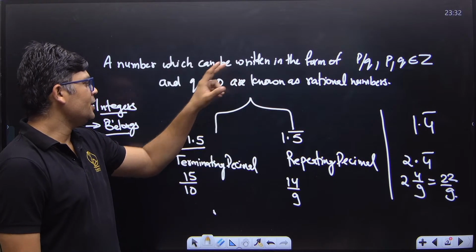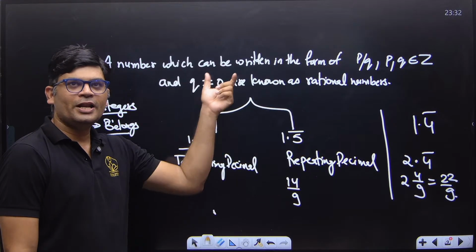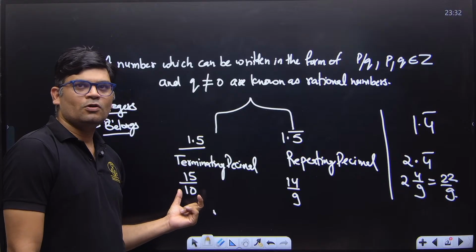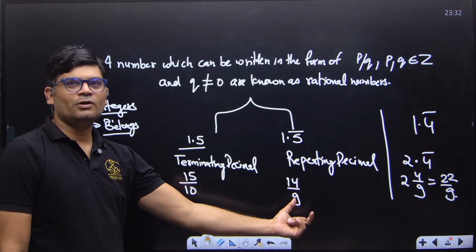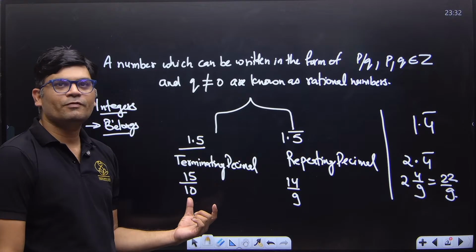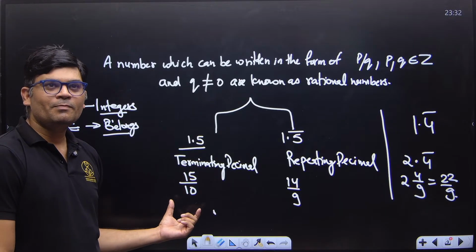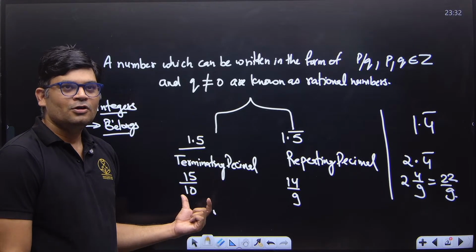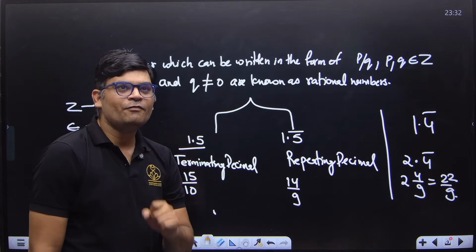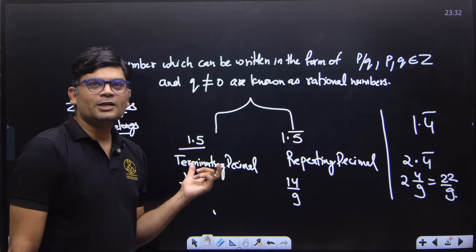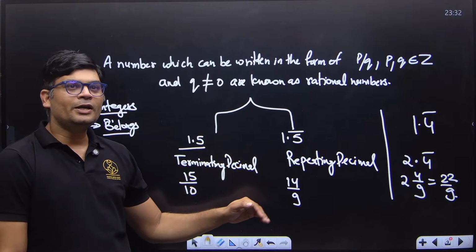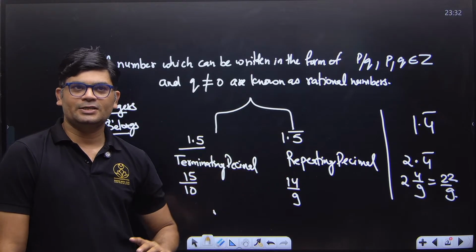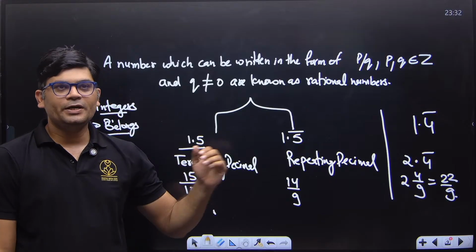So there are basically two kinds of decimal system for a rational number: denominator of the form 2 or 5, and denominator other than 2 and 5. You can't see 2 and 5 here, but the 10 can be written as 2 into 5. So if the denominator is of the form 2 and 5, it is always going to be a terminating decimal. And if the denominator is other than 2 and 5, like 9 here, it is always a repeating decimal.